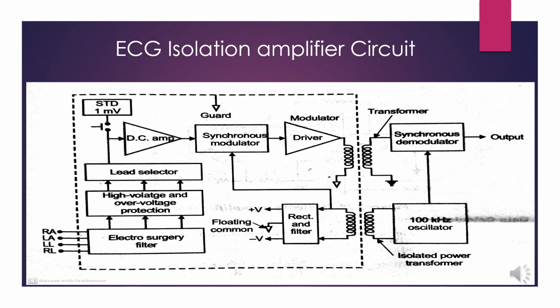The perfect shielding of the isolated preamplifier circuit in a case enables us to achieve higher CMRR. CMRR is common mode rejection ratio. The line frequency interference is eliminated by introducing a notch filter at 50 Hz after the power amplifier. The available isolation amplifiers have a CMRR of 115 decibels with a common mode impedance of 10 to the power 11 ohms.